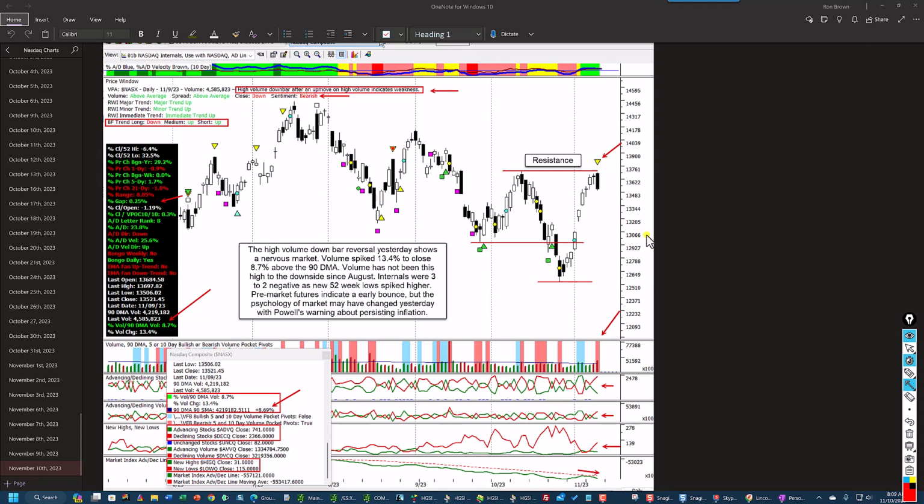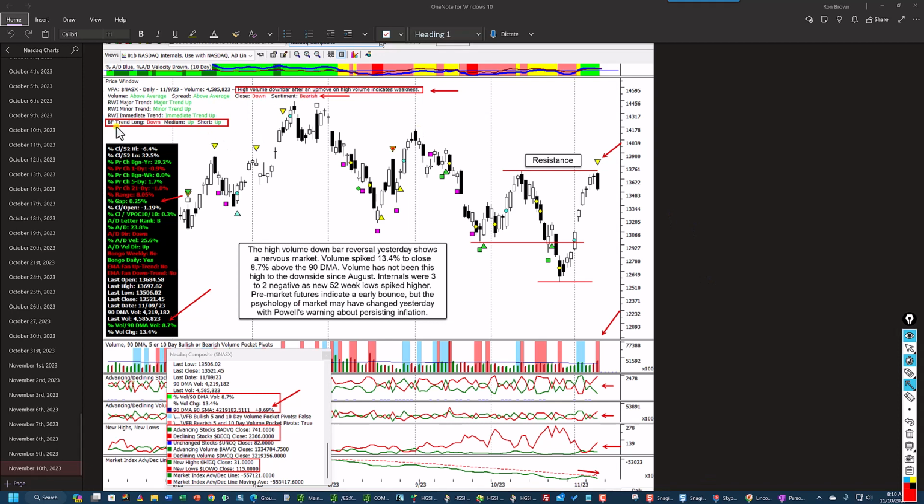We'll see what happens. But I've been commenting all along about the lack of volume on these days when the market started going up. Yes, there were a couple of days here, like I said, where it was above the 90-day moving average, but for the most part, the volume's been pretty light, which suggests lack of participation to me.